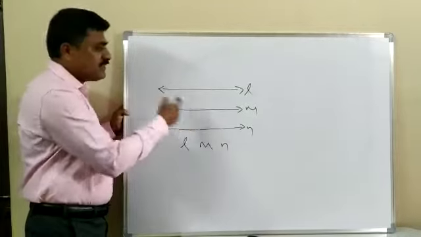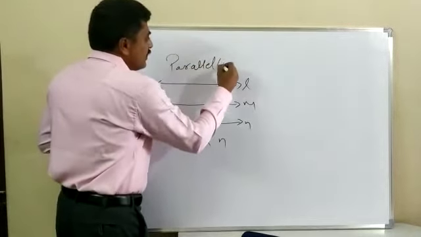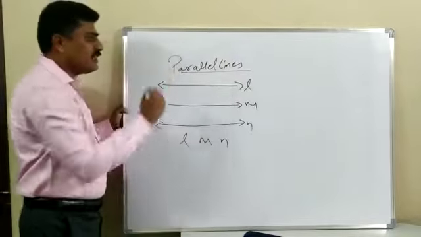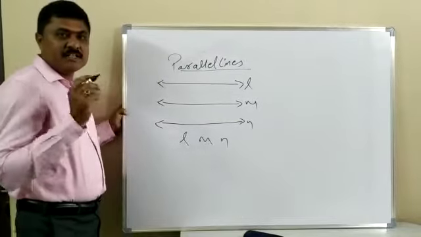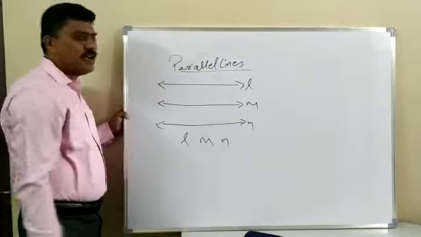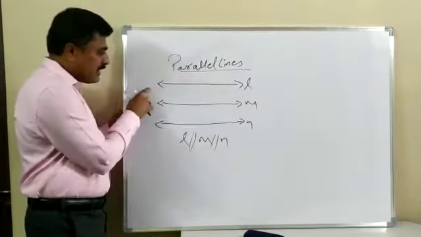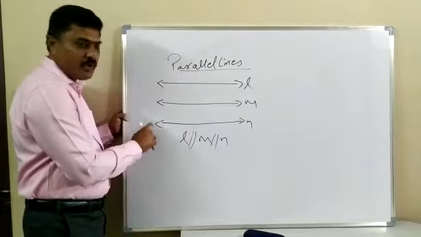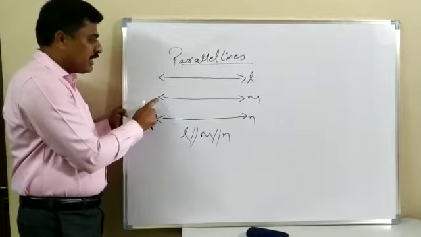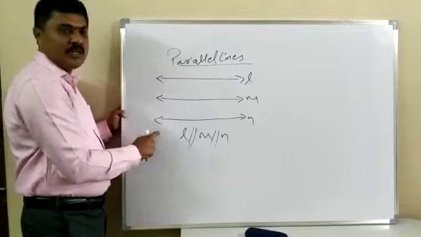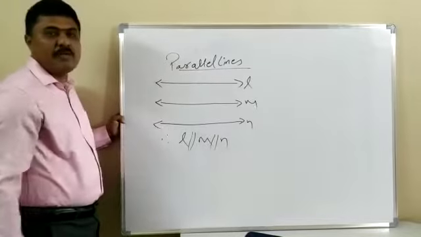Here one specific name is given for these lines. They are called parallel lines. What is the definition of parallel lines? The lines which do not intersect each other. Intersect means they will not touch each other. So they are called parallel lines. This is the parallel symbol. So here I am saying L is parallel to M, M is parallel to N, and L is also parallel to N. All these three are called parallel lines.